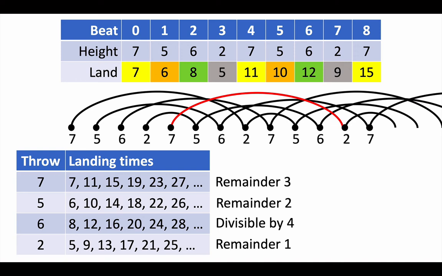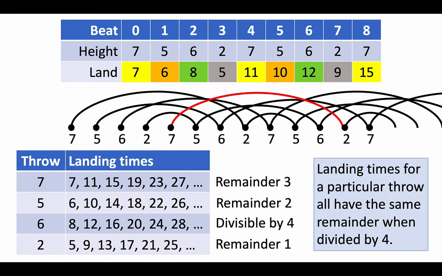What's really important here, and this is again a function of the fact that we are looking at a Siteswap with all different numbers, is that landing times for a particular throw all have the same remainder when we divide by 4. It's not the particular throw, but its position in the list of numbers, the first number, the second number, third, or fourth.